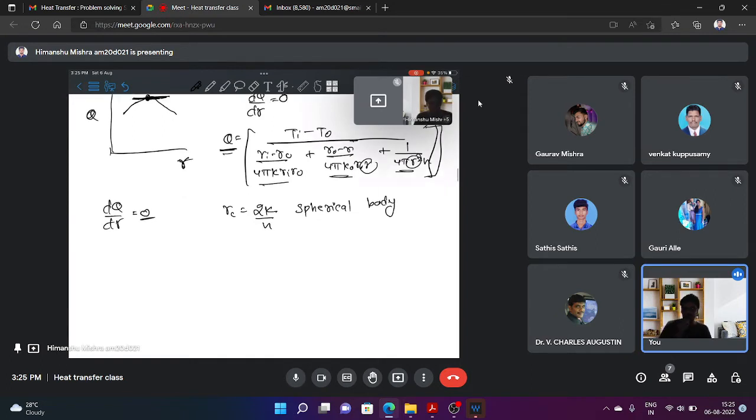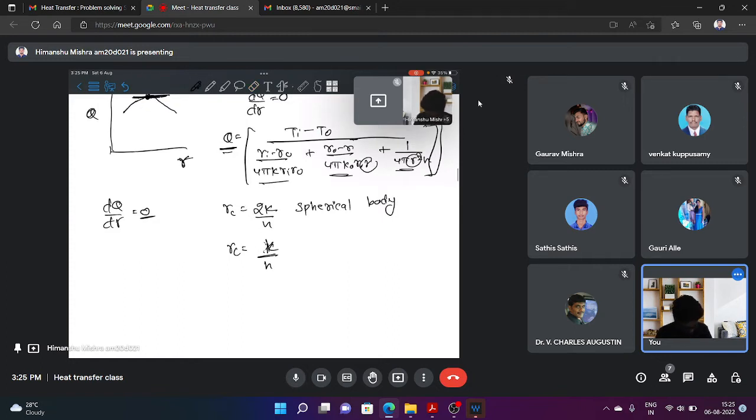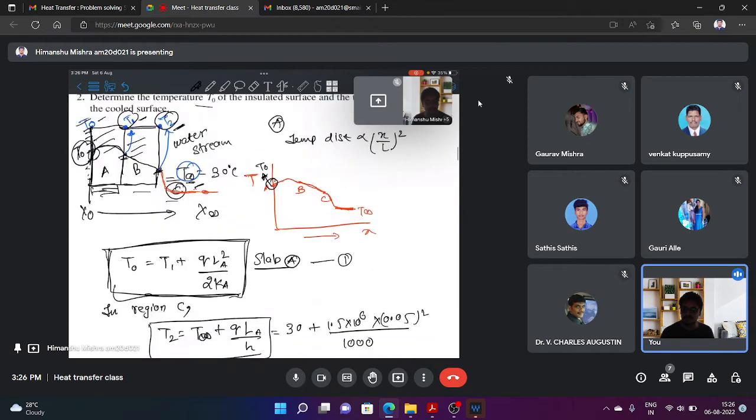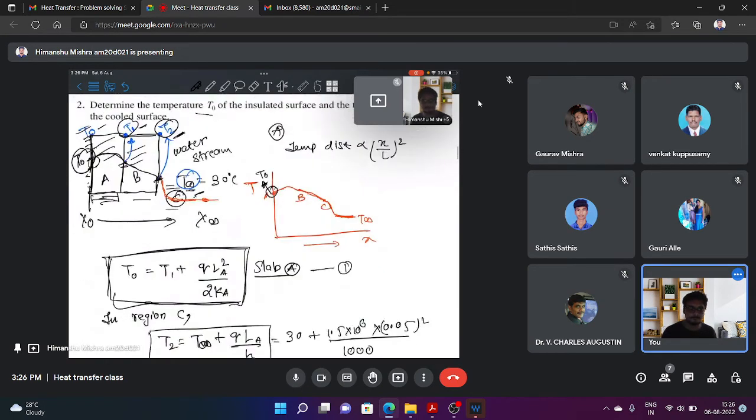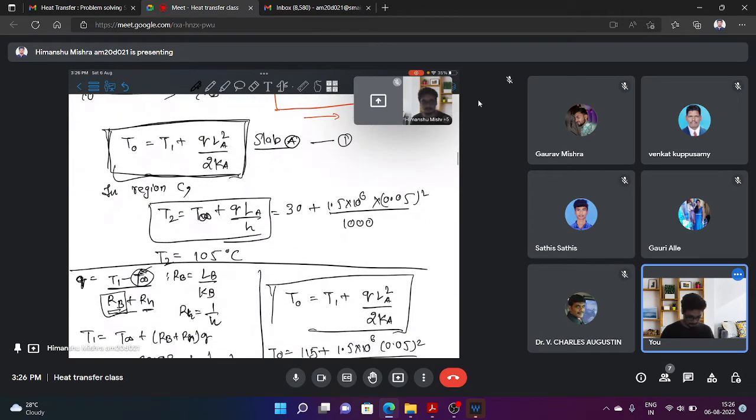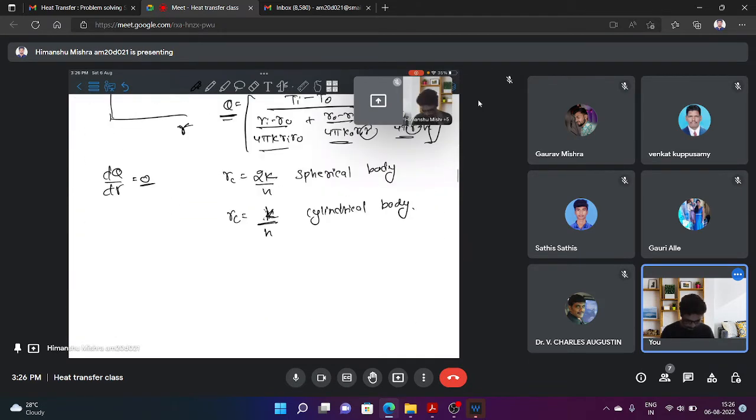We can do a similar exercise in the case of the cylindrical body, and in that case we will get K by H. So yeah. Any doubt until now on any question? So moving ahead.